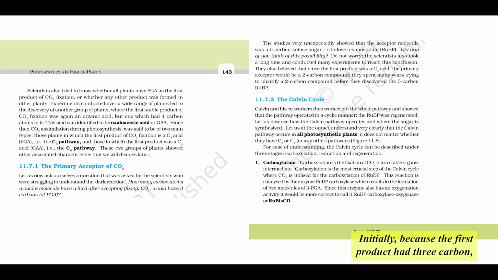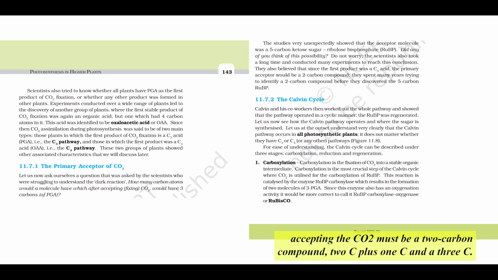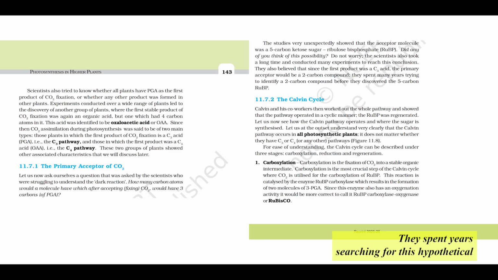Initially, because the first product had 3 carbons, scientists logically assumed that the molecule accepting the CO2 must be a 2-carbon compound, 2C plus 1C gives a 3C. They spent years searching for this hypothetical 2-carbon acceptor, but couldn't find it.